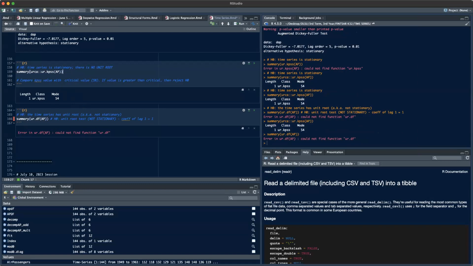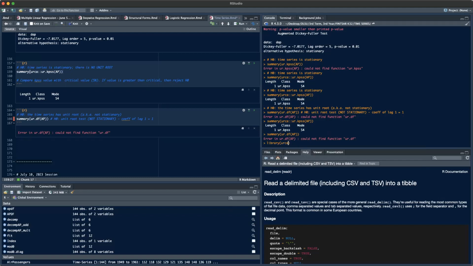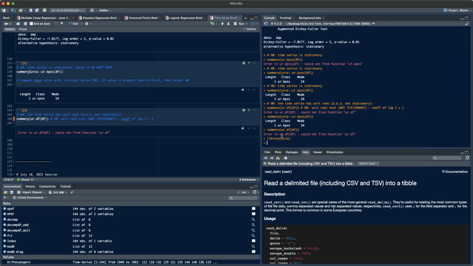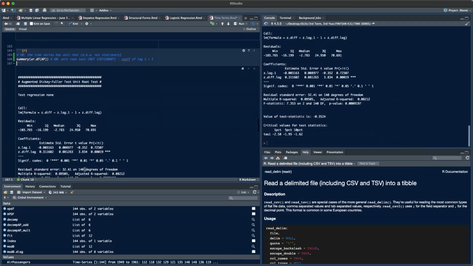I-load mo nga muna sabi dito sa console mo, could not find function UR.df. So i-load mo muna, library ka. Okay, sige, library urca. Yan. Okay, ayan sige. Yan po, sir. Okay, okay. Thank you so much po, sir. Sige. So tama, no? Tama naman. Yes po, sir. Okay, good, good.